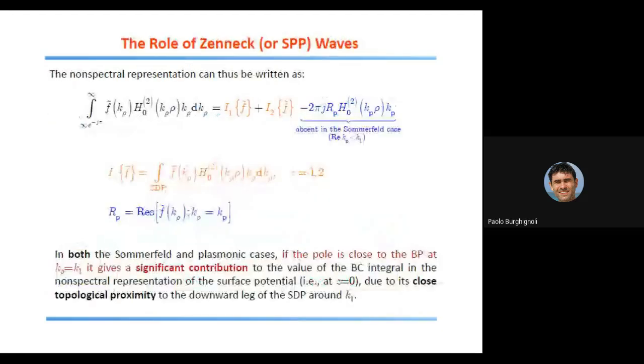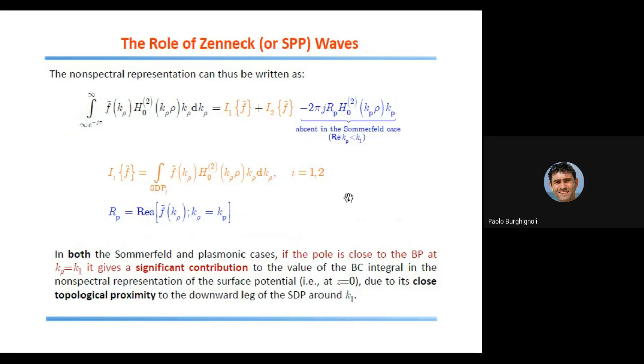Now we will say something about the role of Zenneck or surface plasmon polariton waves. As we have seen, our potential is represented in terms of two integral contributions along the steepest descent paths, and this is given by the orange terms here, plus possibly a pole contribution which may be there or it may not be there, depending on whether the pole is captured or not. In the Sommerfeld case, the pole is not captured, and so you don't see this blue term here.